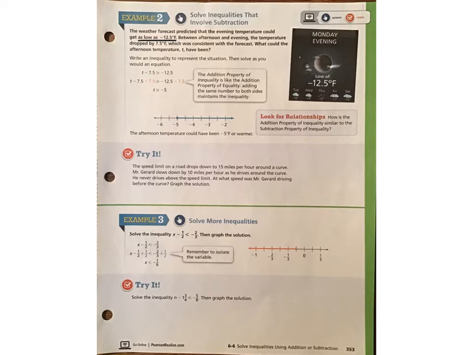So when we set up the problem, we start with the afternoon temperature, which is the T. We're going to subtract the 7 5/10 degrees, because that's how much the temperature dropped. And then it says it got as low as negative 12 5/10 degrees, which means this is the lowest amount. So what you see here in the forecast is the lowest possible temperature.